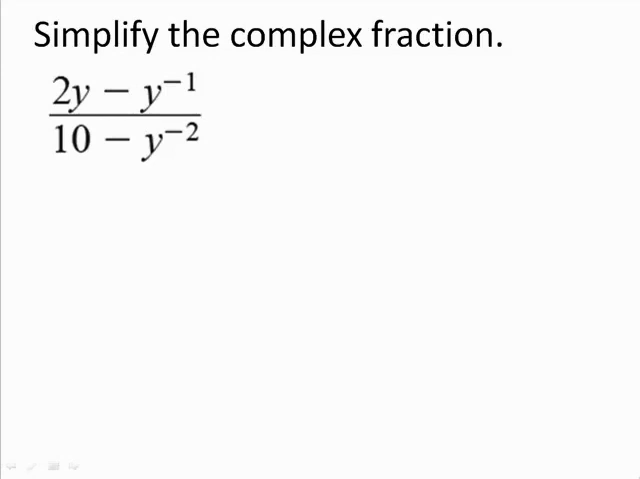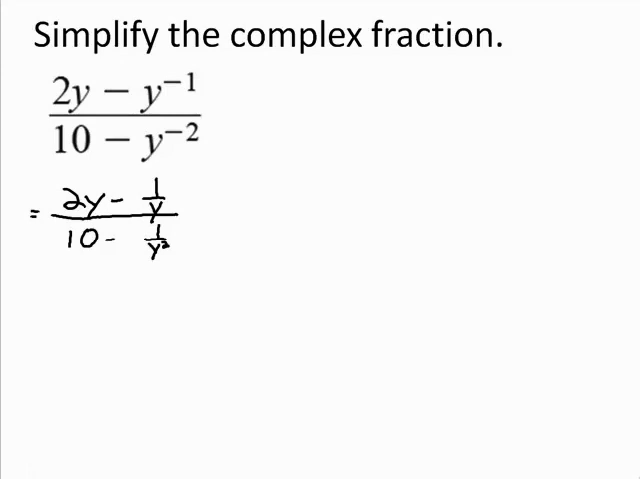Simplify the complex fraction. 2y minus y to the negative first power, divided by 10 minus y to the negative second power. Y to the negative first power can be written as 1 divided by y, and y to the negative second power can be written as 1 divided by y squared. 2y minus 1 divided by y, divided by 10 minus 1 divided by y squared.